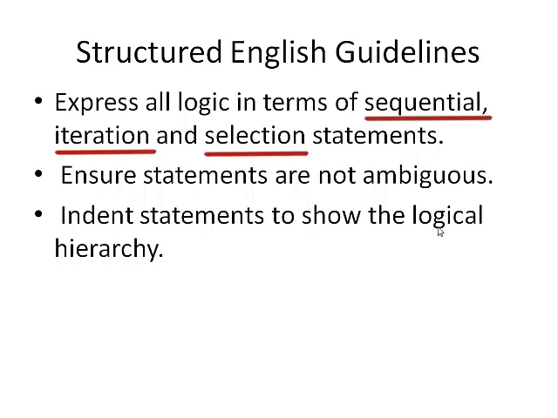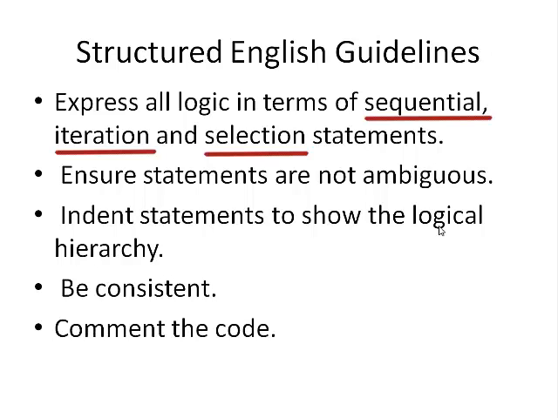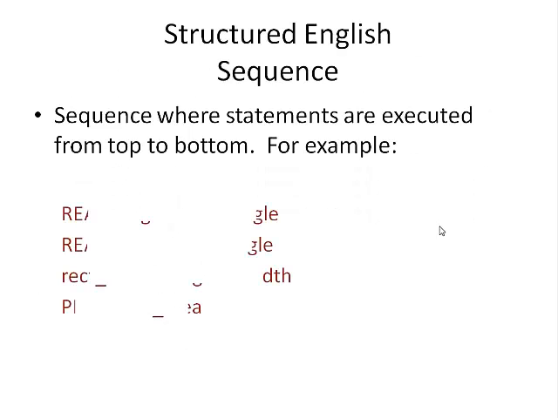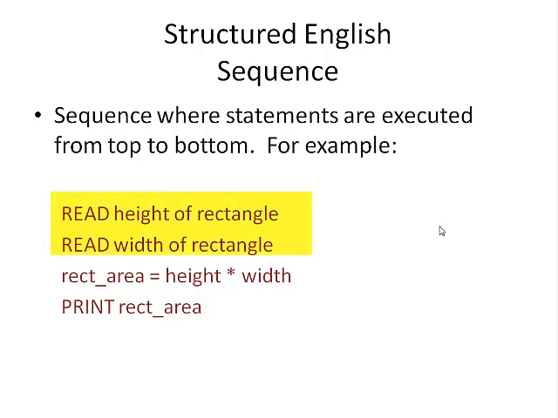Indenting is used, just as in conventional programming, to show where loops sit. The language used must be consistent, and it is always useful to comment the code to explain to the user what is going on. So taking the three constructs of selection, sequence and iteration, if we start first with sequence, here is some code that shows sequence. We read, we perform a function, and then we perform an output. So input, function, output, sequentially.